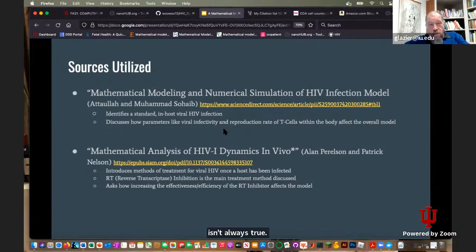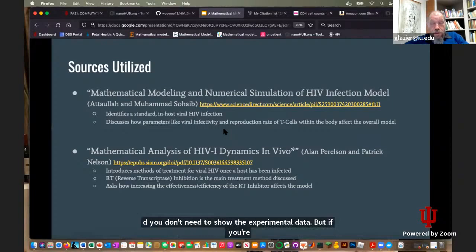So one thing you mentioned is that the model agrees with experimental data, but you didn't show experimental data to compare it to, really. It might be nice to actually have some viral load curves or CD4 plus T cell time series to compare it to. If you're talking about the model as a model, then you don't need to show the experimental data. But if you're going to say that it agrees with experiment, then you need to show that.